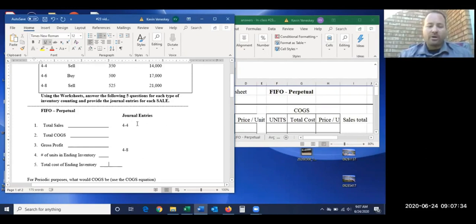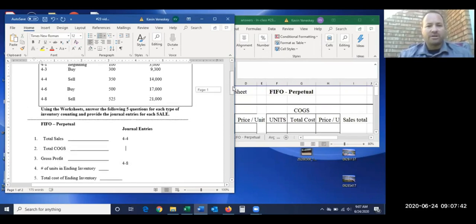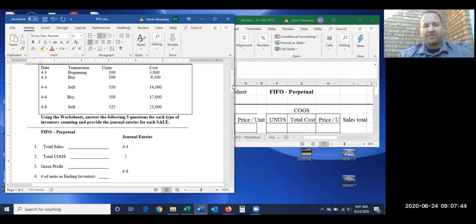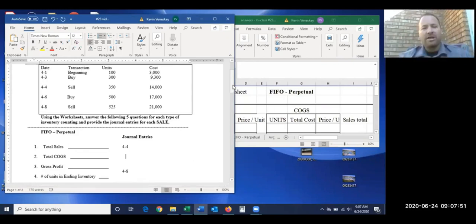And while we're doing that, I want to be able to fill in the journal entry as well for each of the 2 sales, because that's going to be a good review from our previous chapter. Remember, we're going to have at least 2 journal entries every time we have a sale. We're going to record the sale, and then we're going to record the inventory leaving the store and counting that as a cost of goods sold.